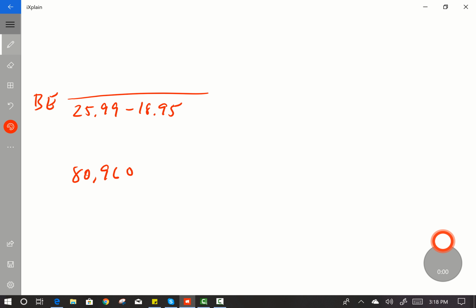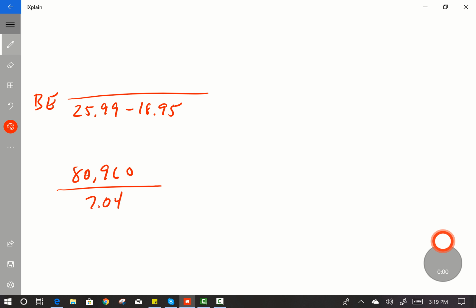Okay, first of all, I want to find out what the contribution margin is. So I'm going to subtract the unit cost of $18.95 from the price of the calculators that we're making, $25.99, and that would give us $7.04.